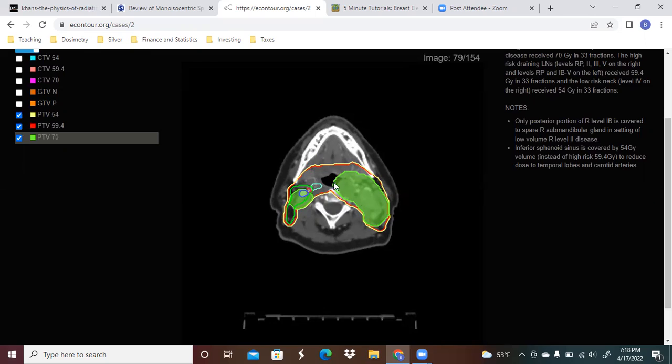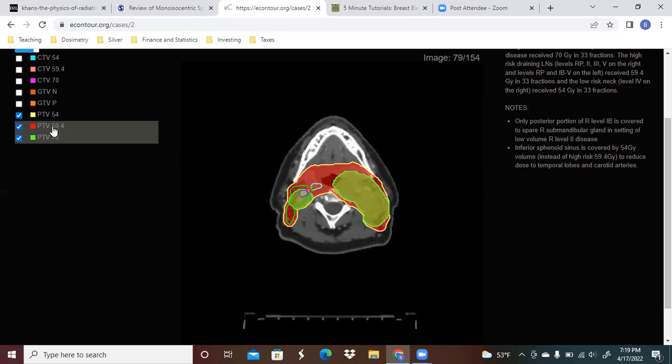Now, there's no way that you can hit this at 70 gray and try to preserve the cord here at 45 if you're just trying to do this with 3D fields. If you had opposed laterals here, there's no way you could do it. But with IMRT, the ability to move those leaves such that you can expose these areas at different angles and not have this exposed to the same amount, it's pretty miraculous when you think about it.